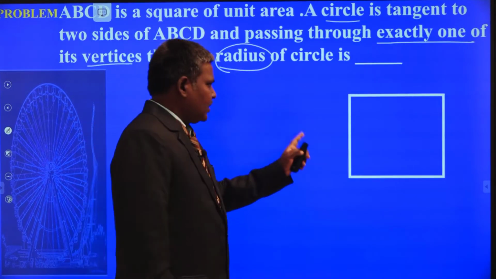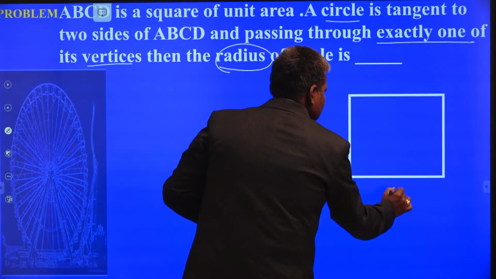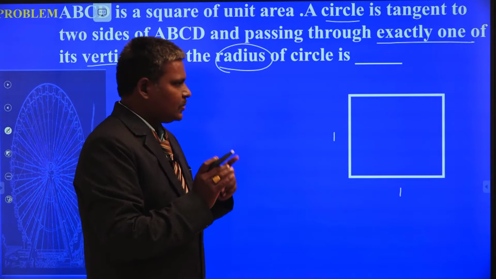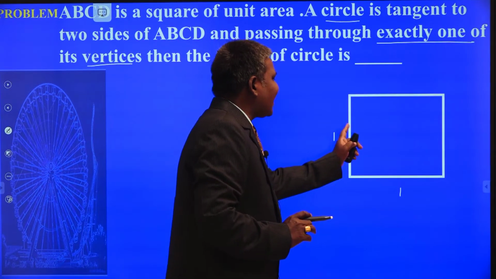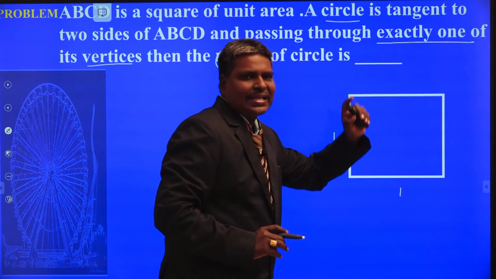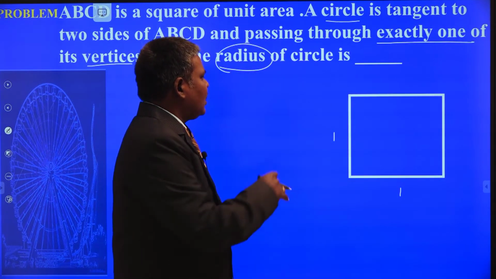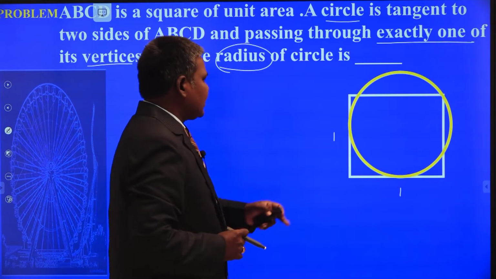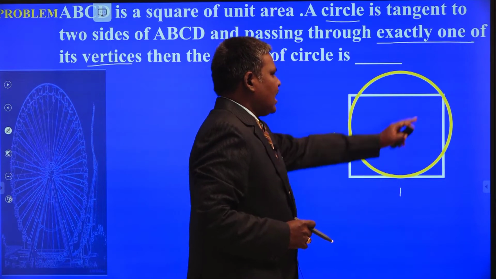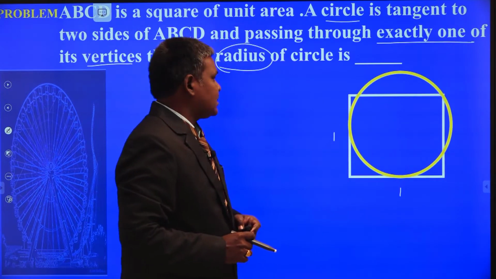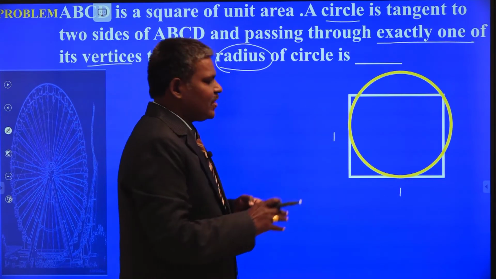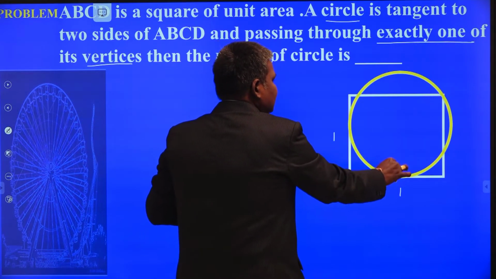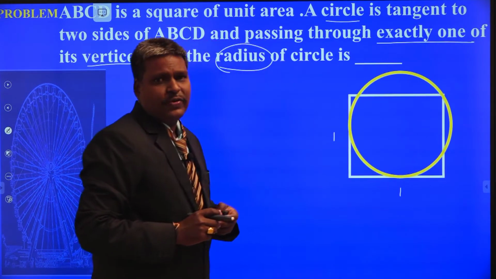This is your square. Each side is of length 1 unit because its area is 1 square unit. What is the role of your circle? Your circle touches exactly two of its sides and passes through exactly one of the vertices of the square. That is, this is the circle. It touches both the coordinate axes and passes through exactly one of the vertices of your square, as shown in this figure. This is one of the vertices. These are the two sides.